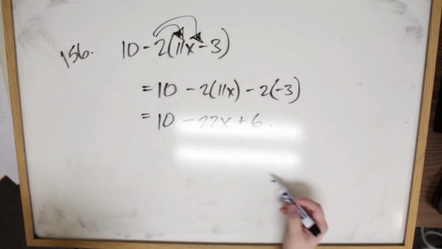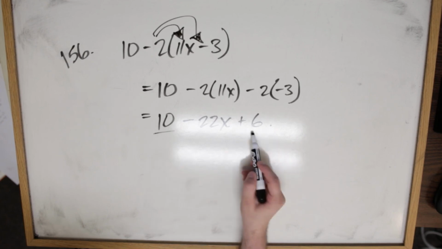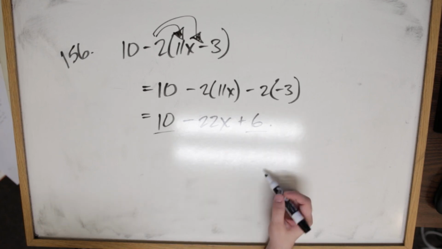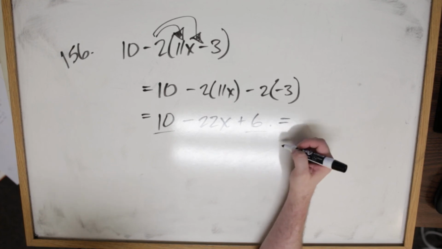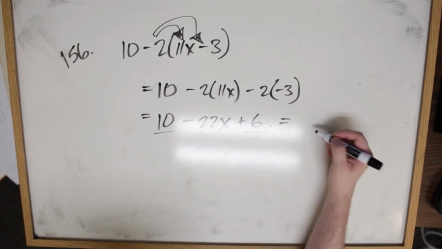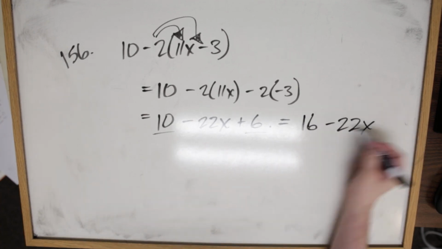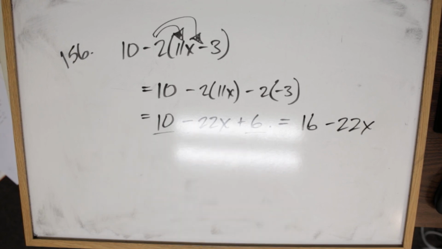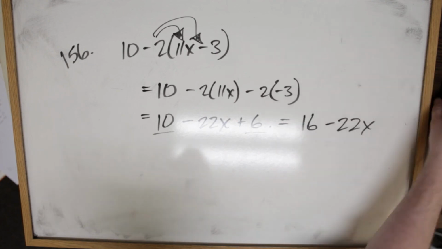Okay? So notice how this guy right here and this guy right here, they're both constants. We can actually go ahead and combine them. So 10 plus 6 is going to be 16 minus 22x. That guy is fully simplified. Okay, so that is our final answer. All right.